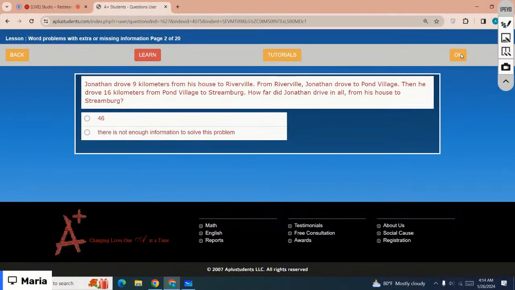Okay, the next one is: Jonathan drove 9 kilometers from his house to Riverville. From Riverville, Jonathan drove to Pond Village. Then he drove 16 kilometers from Pond Village to Streamberg. How far did Jonathan drive in all from his house to Streamberg? So, which is the correct option?